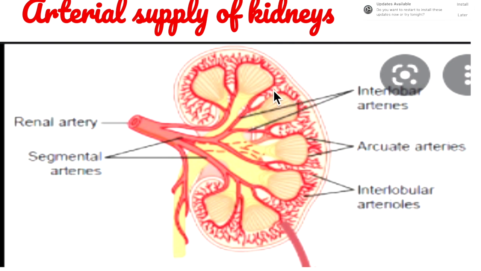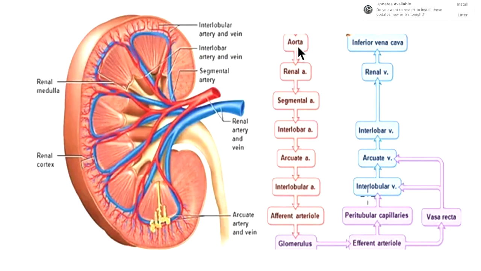These are the interlobar arteries. They arch over the base of the renal pyramid to form the arcuate arteries. From the arcuate artery, small twigs arise, which we call the interlobular arteries, or arterioles. So: aorta, renal artery, segmental arteries, interlobar, arcuate, interlobular arterioles.